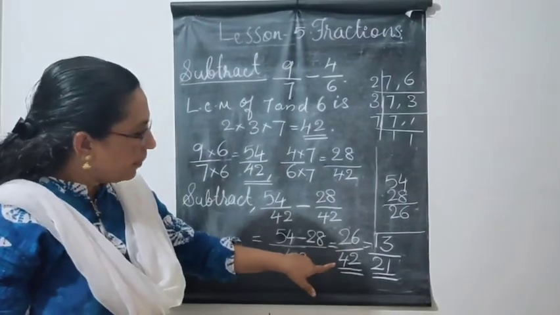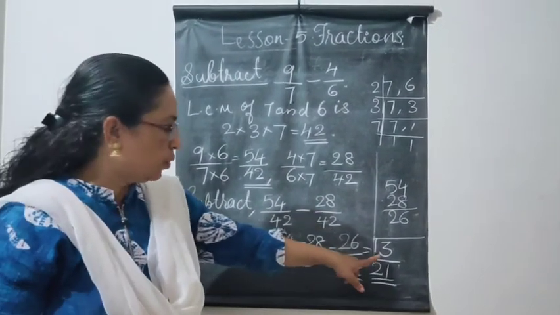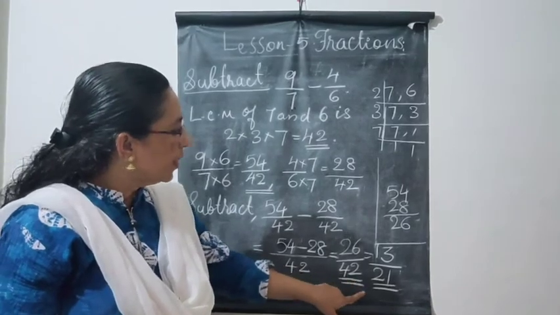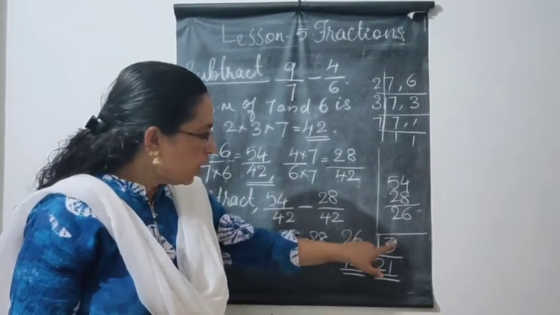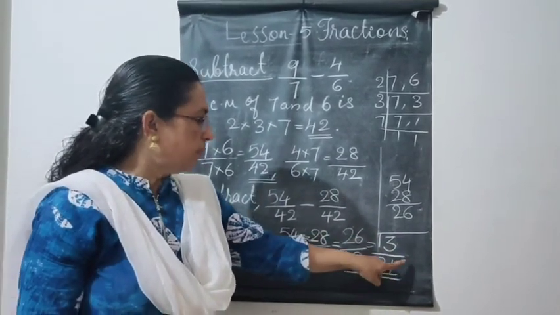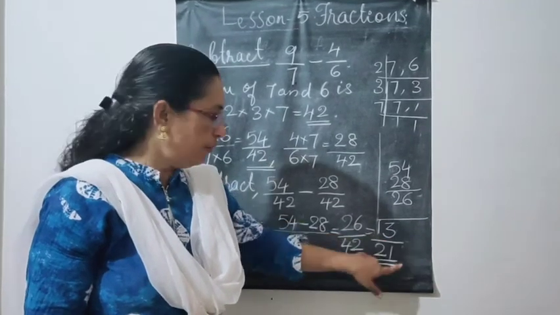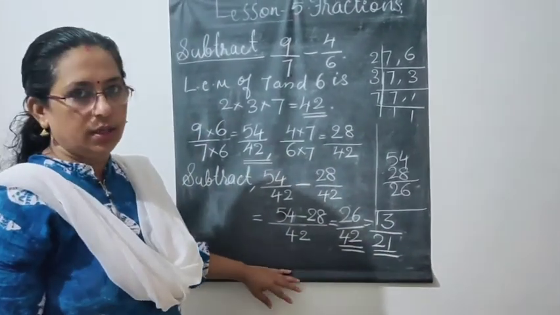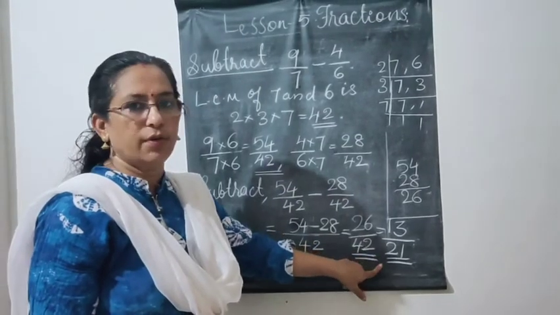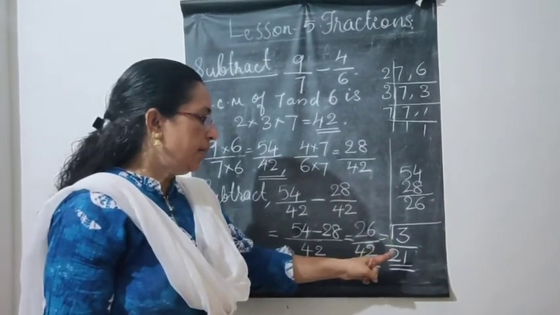That means we can divide by 2. 26 divided by 2 is equal to 13. 42 divided by 2 is equal to 21. This is the lowest term of the fraction. We cannot reduce it further. 13 by 21. So the final answer is 13 by 21.